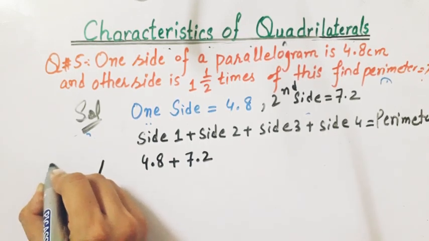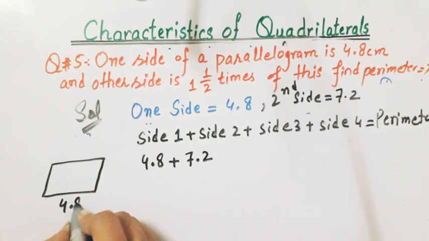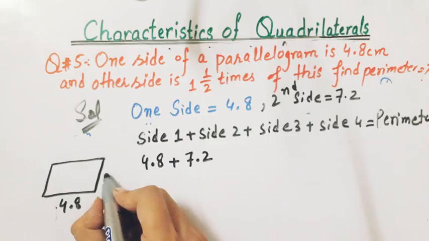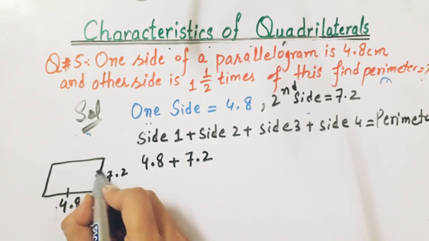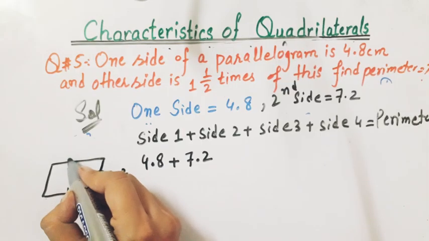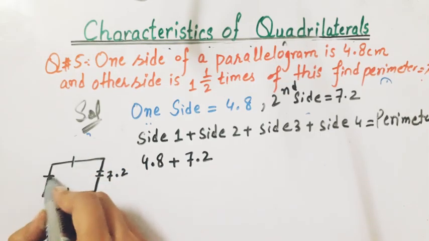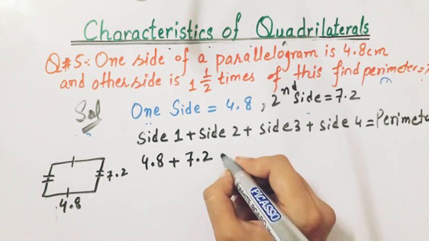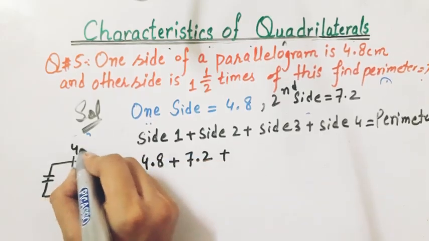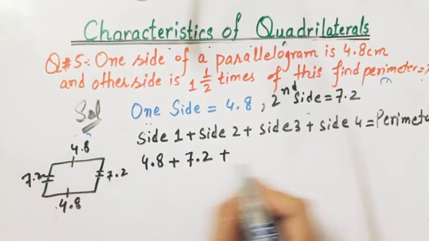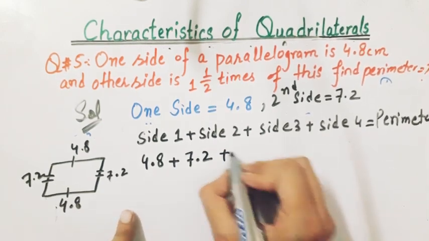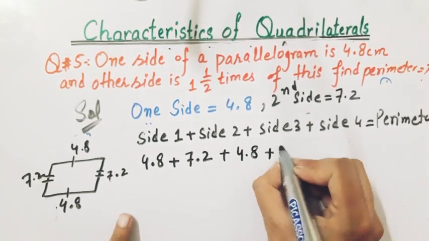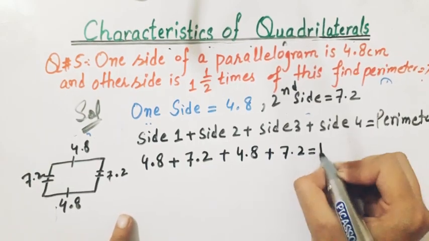Like I will draw this here. Consider this is a parallelogram shape. This side is 4.8. This is side 1, the first side, and this is the second. So you can see opposite sides are equal. So the third side is also 4.8 and the fourth side will be 7.2, because this is a parallelogram, same as a rectangle, opposite sides are equal. So this will be 4.8 plus 7.2. This is the perimeter.